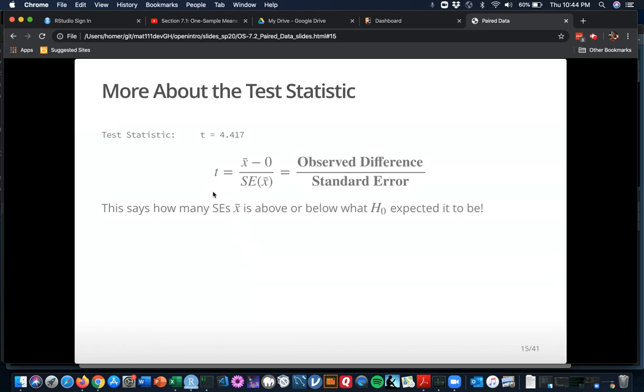So again, I'm just reminding you that the t-statistic is this difference that you observe between the mean you got in the sample versus what the null is expecting it to be. It's called the observed difference. It's being divided by the standard error for x bar. And so it's computing how many standard errors the x bar is above or below what the null hypothesis expected it to be. And that's why if you believe in the null, you're really shocked by this test statistic value here, because the results are 4 standard errors above what you were expecting.